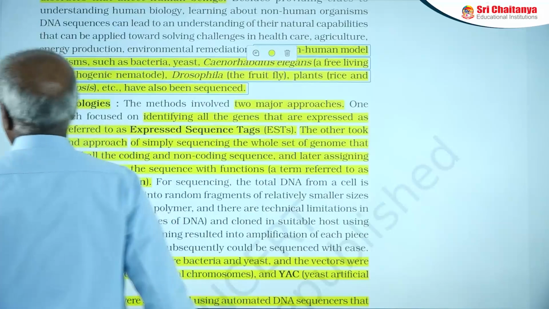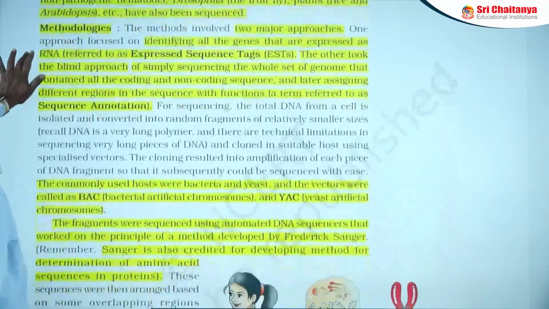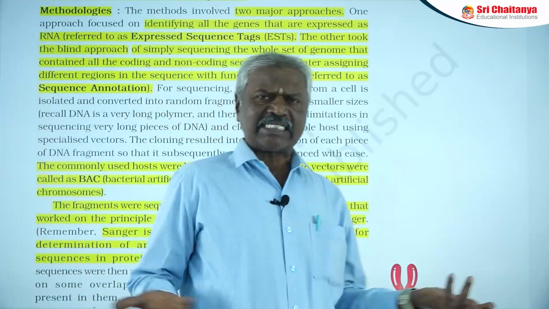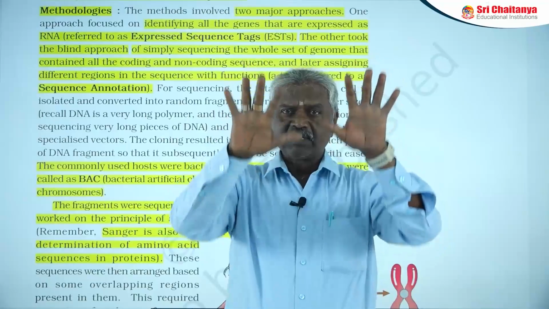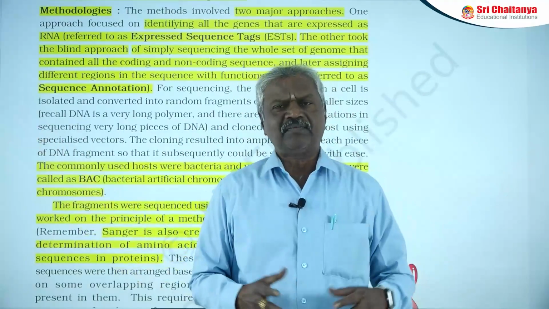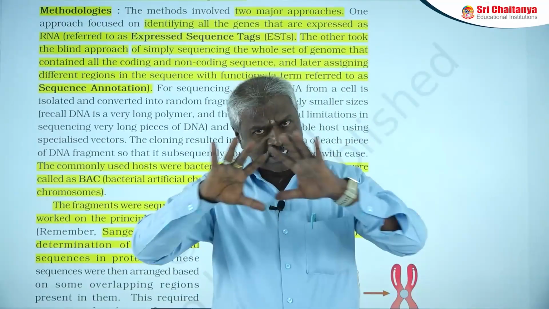Then after that, how to sequence, we have some methodologies. What are the methods employed here? Methods means what is the target? Very simple. 3 billion nucleotide base pairs are estimated, all must be sequenced. Second one, all genes should be identified. Generally, it may be 20,000 to 25,000, and you have to identify them.